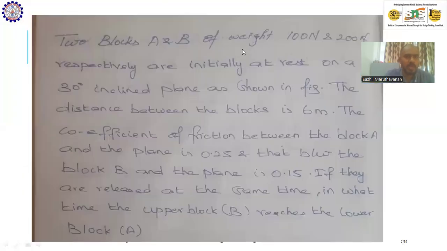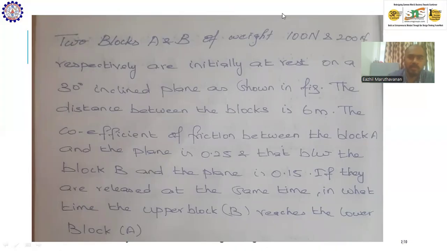Two blocks, A and B of weight 100 Newton and 200 Newton respectively are initially at rest on a 30-degree inclined plane, as shown in the figure. The distance between the blocks is 6 meters. The coefficient of the friction between the block A and the plane is 0.25, and that between the block B and the plane is 0.15. If they are released at the same time, in what time the upper block B reaches the lower block?